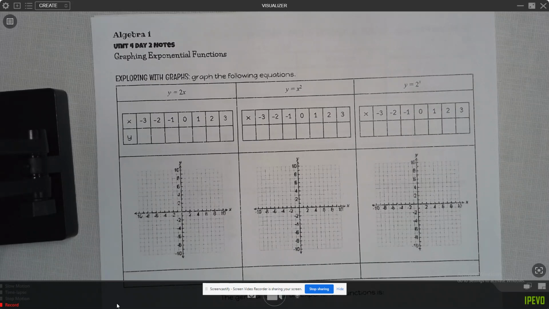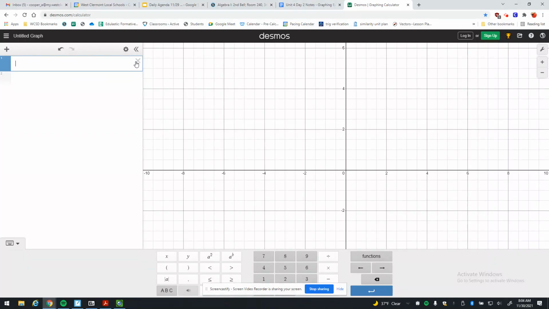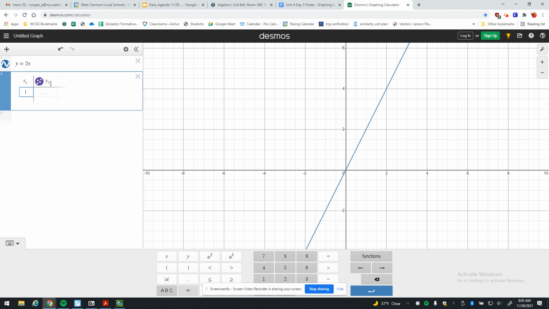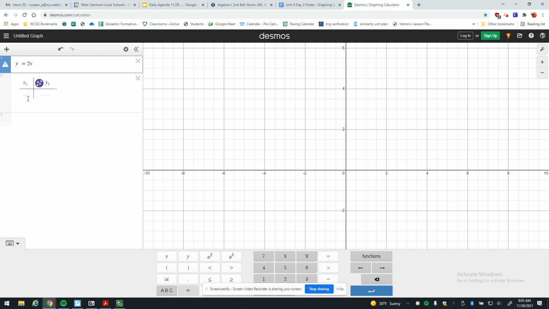So here's what you're going to do. If you're not sure how to graph that, you're going to open Desmos. Does everybody have Desmos open? You are going to type in y equals 2x. So do exactly as I do, please. Then you're going to hit the table, and you're going to put our table values in: -3, -2, -1, 0, 1, 2, 3. I got those right off my paper.